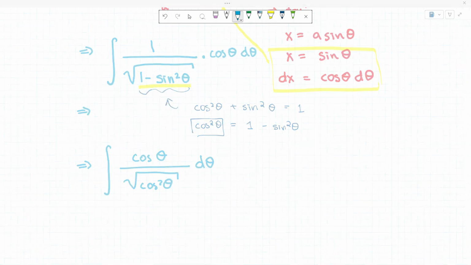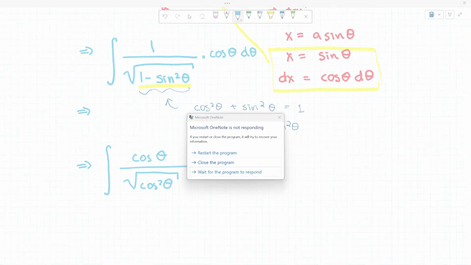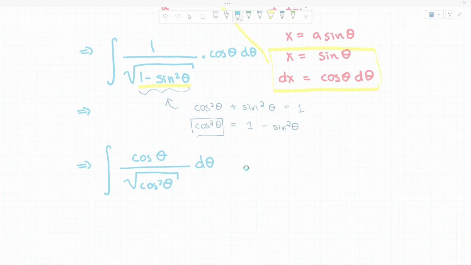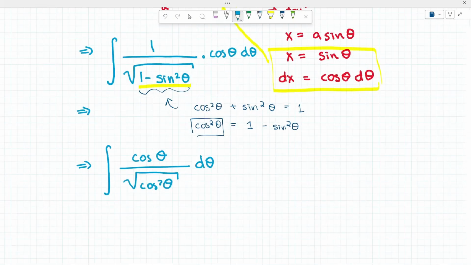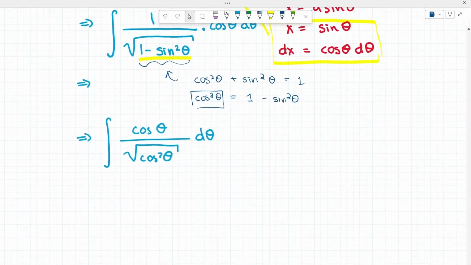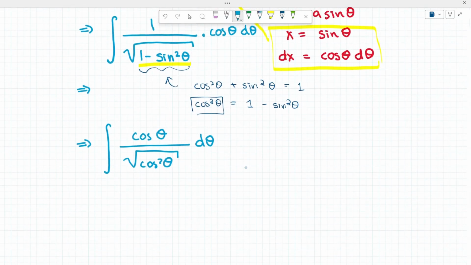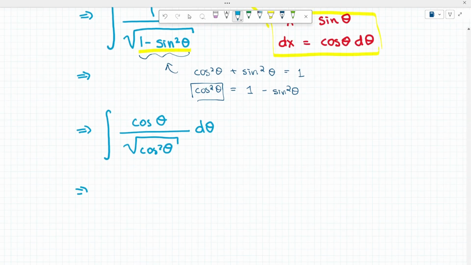Okay, so the next thing that we can do is simplify this expression. So, sorry for that, my computer just glitched momentarily. Since we have a square within a square root, we can simply take the absolute value of this. So what I mean by that is we have the integral of cos theta over the absolute value of cos theta. Essentially what we did there is we just took the positive value of the square root. And remember, we're still differentiating with respect to theta.